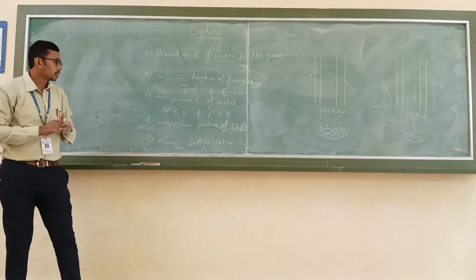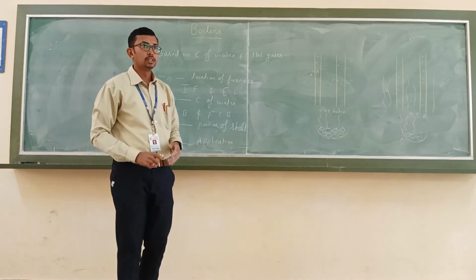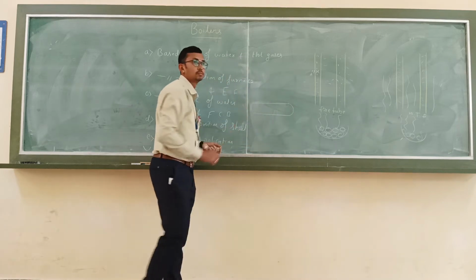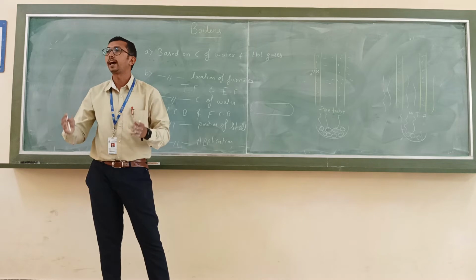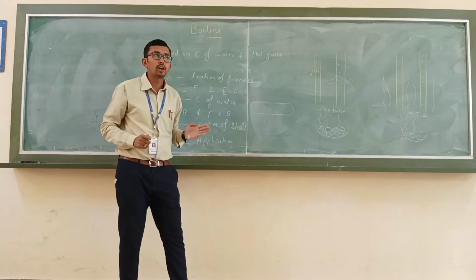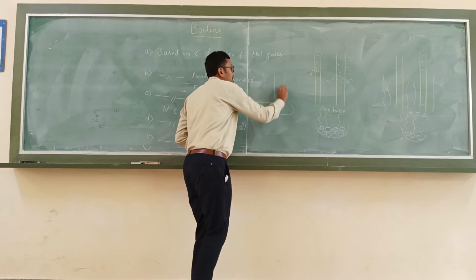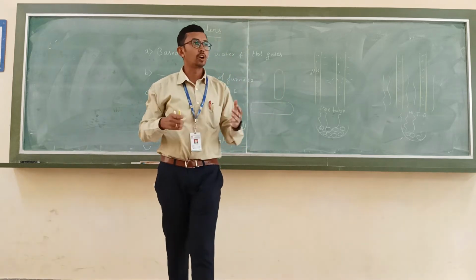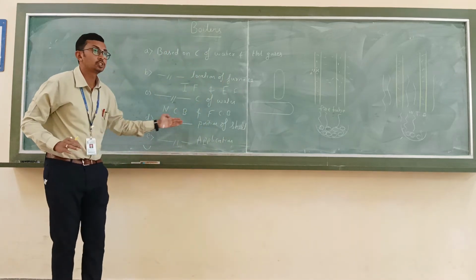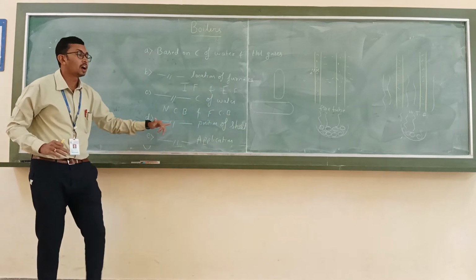Is it clear? So next, the fourth point, based on the position of the shell. Shell means what? As I already told, the boiler drum, the closed metallic vessel. If the boiler is mounted horizontally, then it is called a horizontal boiler. If the boiler drum is mounted vertically, it is called a vertical boiler. Is it clear? That's why it is called based on position of shell.